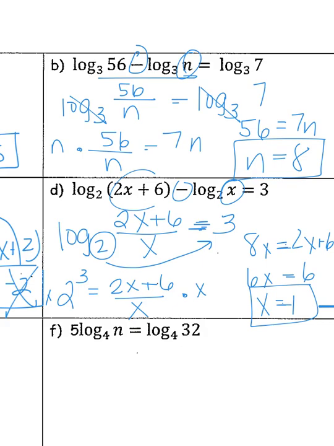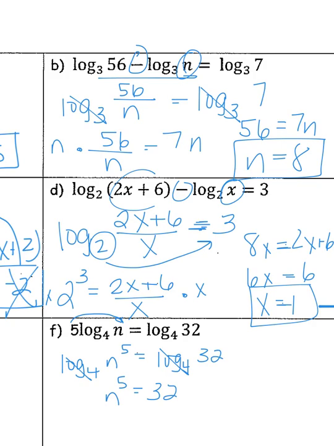Okay, let's continue down with letter F. This time we do have a power, so we got to bring our 5 over as an exponent. So I get log the base 4 of n to the 5th equals log the base 4 of 32. One log on the left and one on the right, so you can drop it. So you got n to the 5th equals 32.